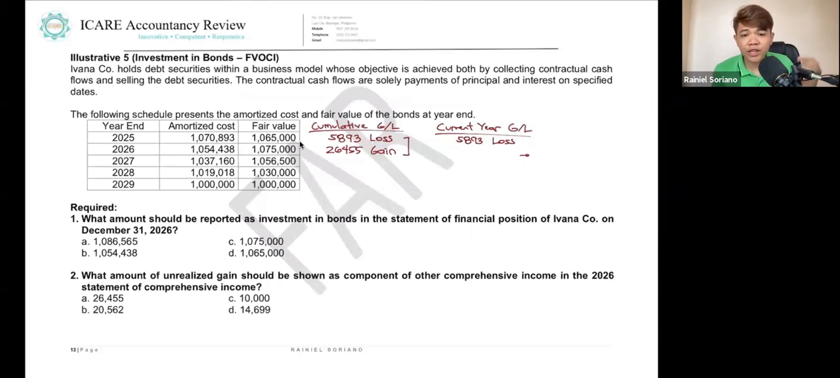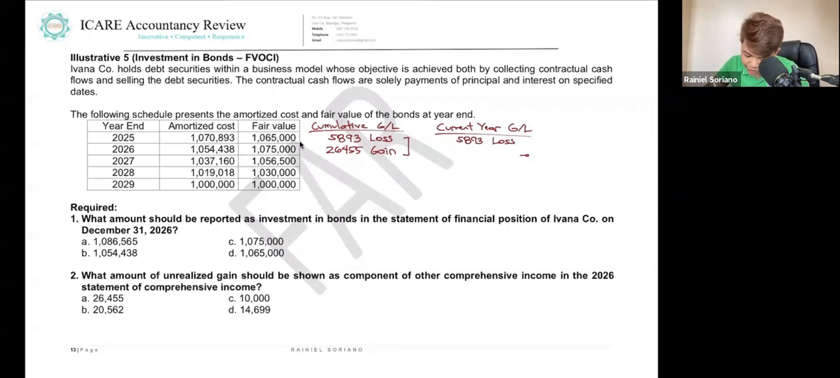Right? So if cumulative this year is 26,455 gain, cumulative last year is 5,893 loss. Magkano yung current year na i-recognize natin? Chat section please. Feeling ko may mga malilito dito. 32,348 daw, sabi ni Joyce. 26,455, sabi ni Faye. The rest is 25,62.